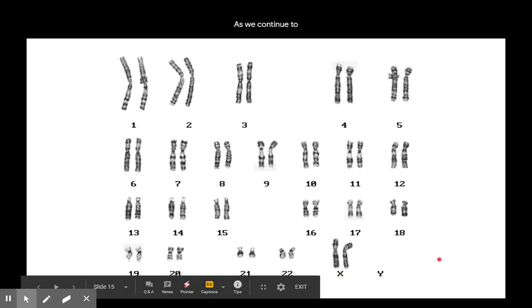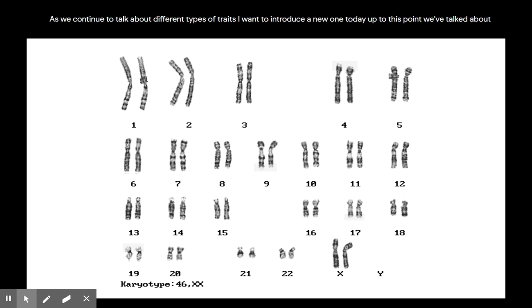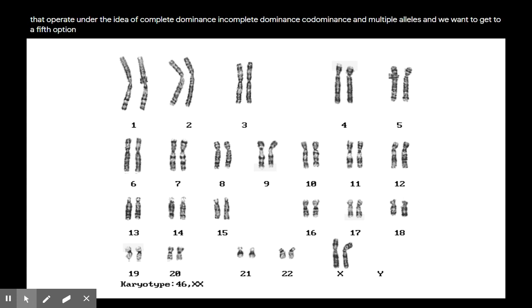As we continue to talk about different types of traits, I want to introduce a new one today. Up to this point, we've talked about traits that operate under the idea of complete dominance, incomplete dominance, codominance, and multiple alleles. And we want to get to a fifth option today.